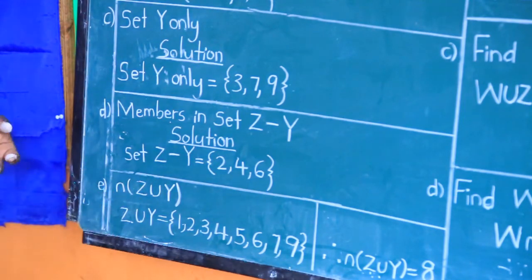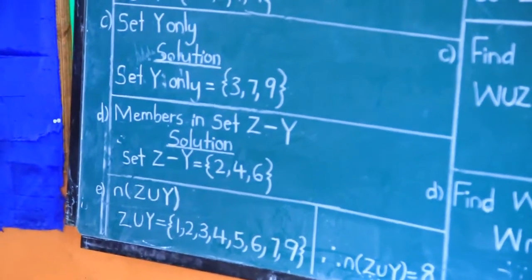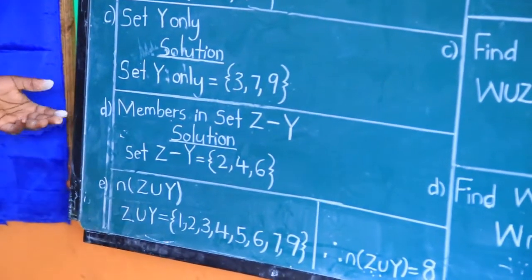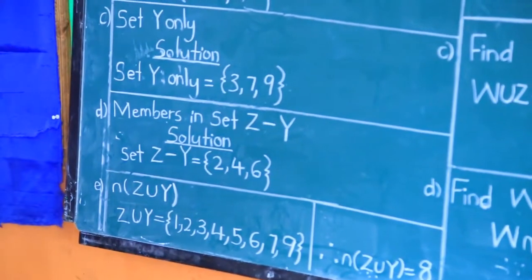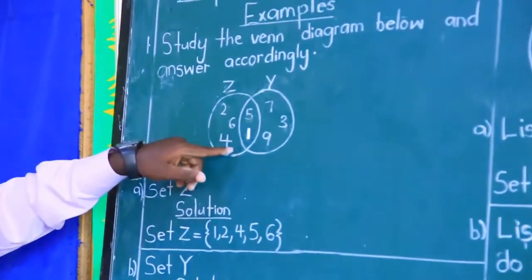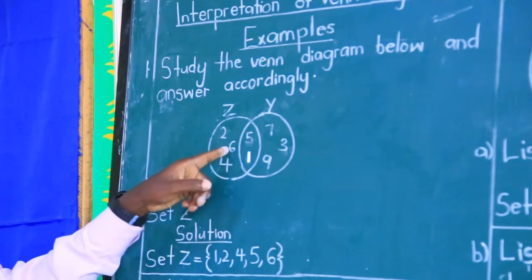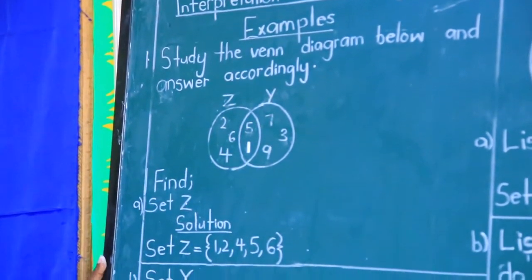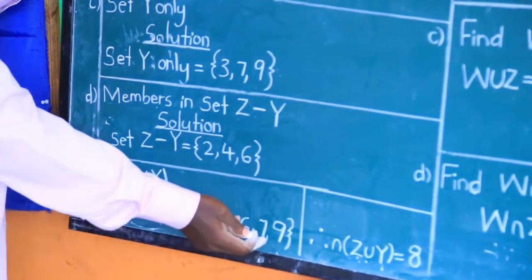And remember, union of sets is a combination of 2 or more than 2 sets together without necessarily repeating any member, and that is what's called uniting them. That's the unity of sets, which is called a union set. So Z union Y, you list all the members you see united in Z and Y. You say Z union Y equals 1, 2, 3, 4, 5, 6, 7, 9.